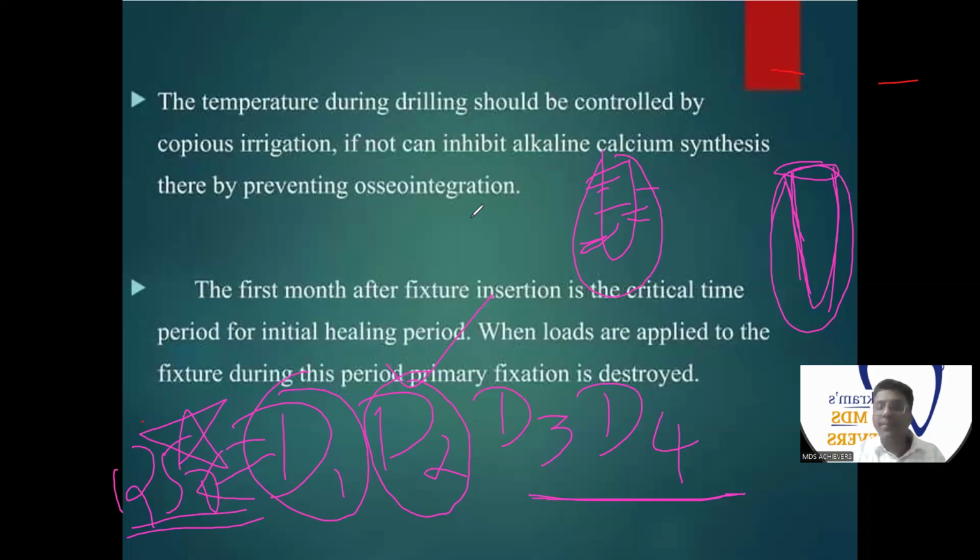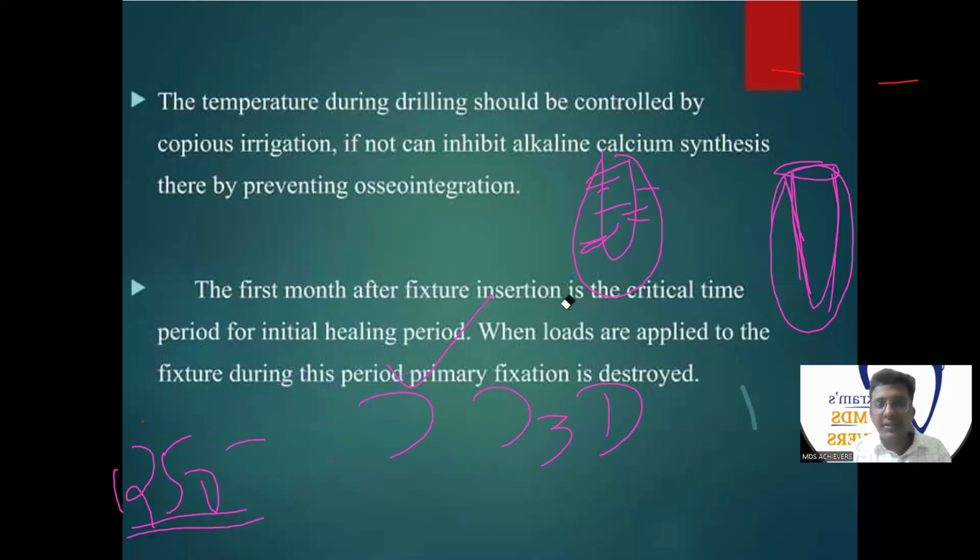The first month of fixture insertion is the critical time period for initial healing. When loads are applied to the fixture during this period, primary fixation is destroyed, and thereby secondary fixation is assured.